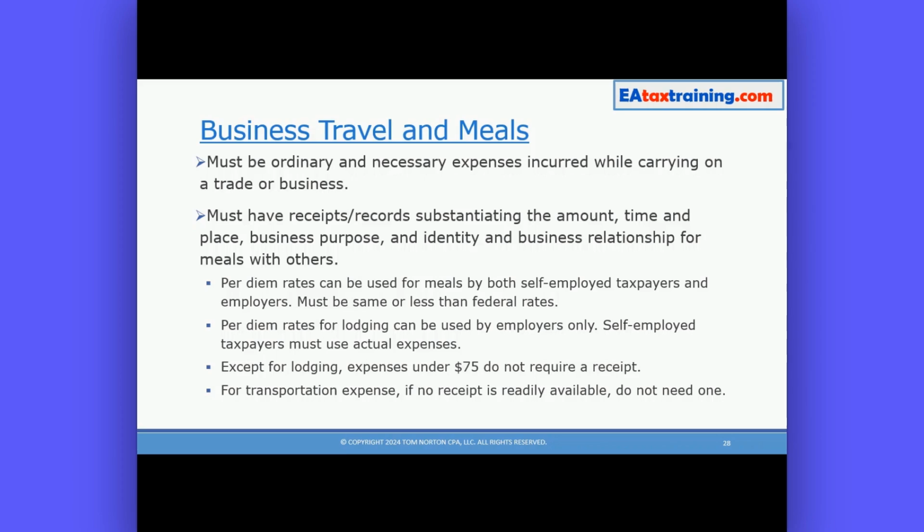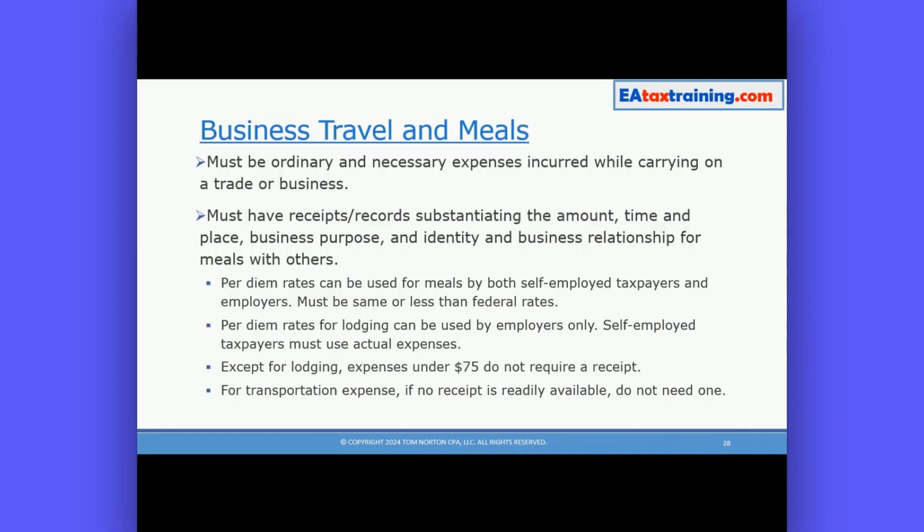Per diem rates, so that means per day, per diem rates can be used for meals by both self-employed taxpayers and employers. But if you use per diems, it has to be the same or less than the federal per diem rates. And we're going to talk about that a little bit more here in a little bit.